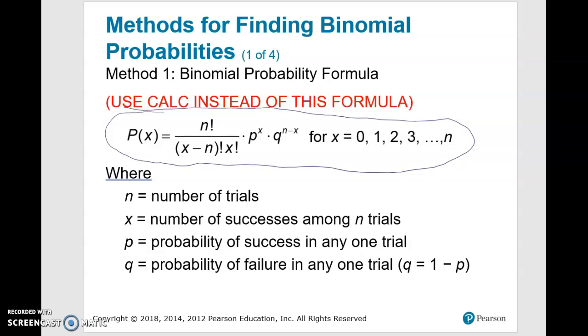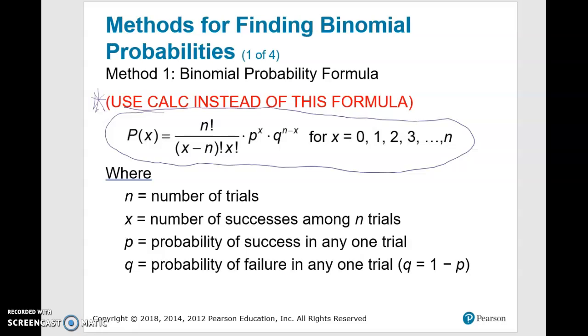We have n factorial divided by (n minus x) factorial times x factorial, times p to the x times q to the n minus x, for numbers x from 0 all the way up to whatever the n is for your sets. Now, I'm showing you this to expose you to it. However, we are going to use our calculator instead of this formula. You will not be required to use this formula at any point in time.